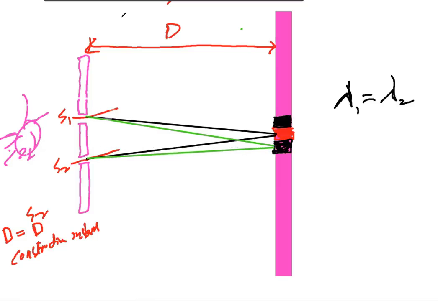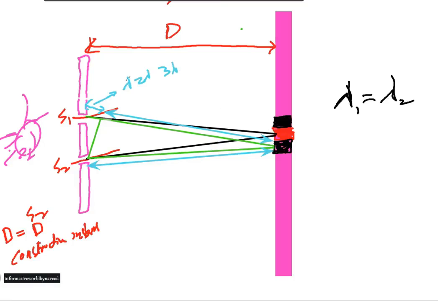And if I draw a perpendicular line like this, then this distance will be equal to this distance. Now you need to find this distance. If this distance is equal to lambda or 2 lambda or 3 lambda, then you will get bright light over here. But if this distance is equal to lambda divided by 2, or 3 lambda divided by 2, or 7 lambda divided by 2, then you will get a dark light.